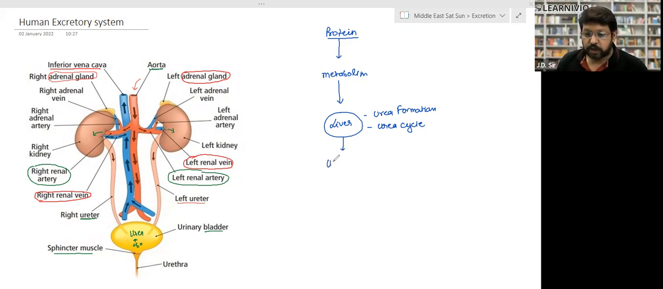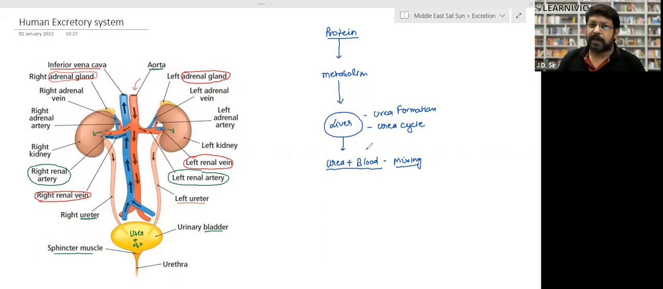Now this urea gets mixed with the blood, right? So now the blood becomes contaminated. Blood and urea mixing takes place. Now the blood becomes contaminated. If urea stays in our blood even for 10 minutes or 5 minutes, we will die.